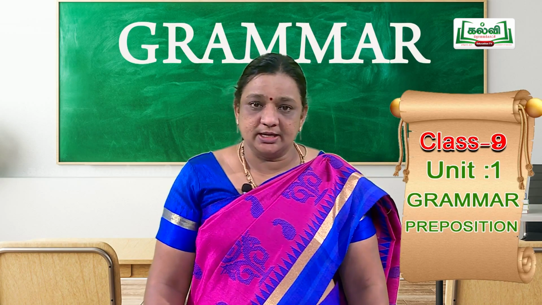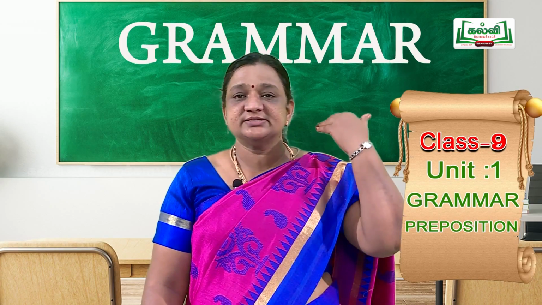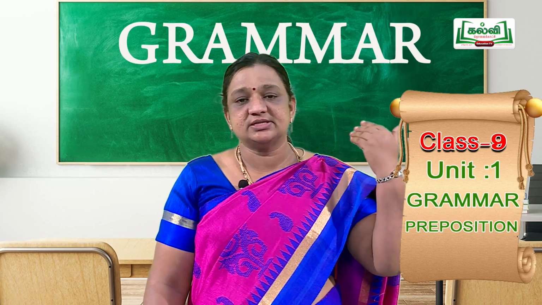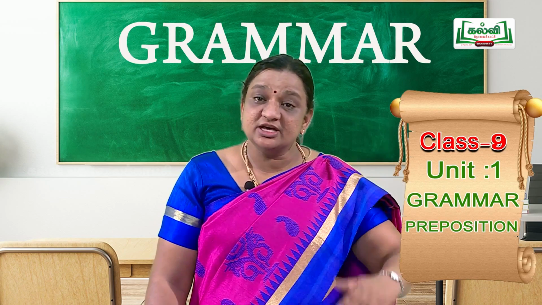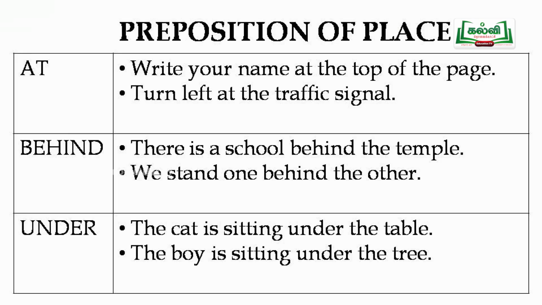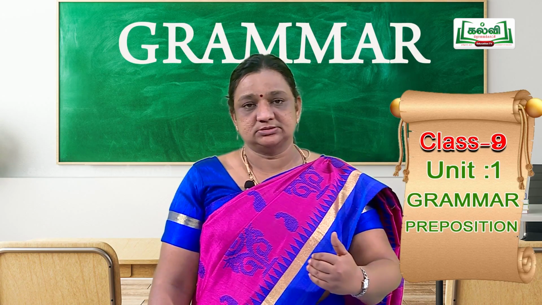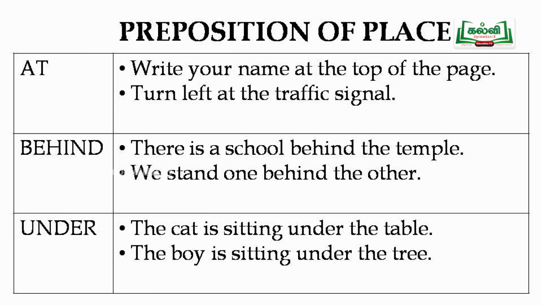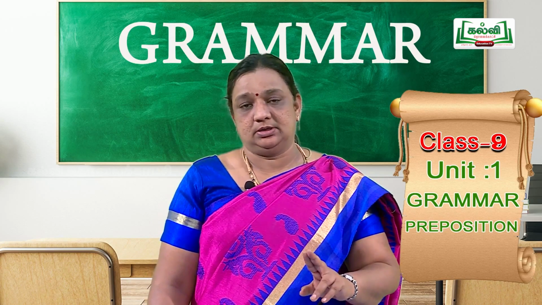Going to the next preposition, behind. We use behind when we talk about two things. One thing is in the front and the other thing is at the back, near the back part of that place. There is a temple and there is a school. The temple is in the front and the school is at the back. Now we say there is a school behind the temple.